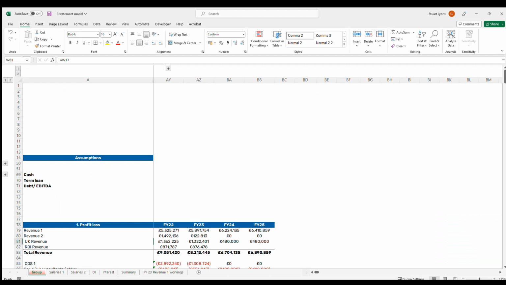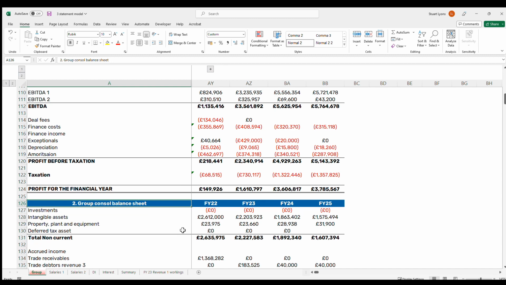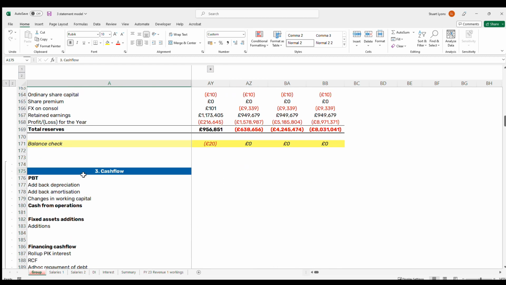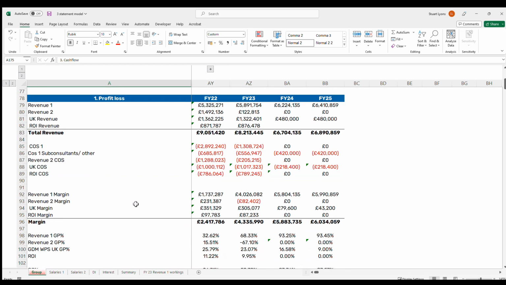Hi guys, thanks for joining us to have a look at this Excel file. When you open up this Excel file, called the three-statement financial model, which should be available in the link in the comments or in this video, you'll see assumptions here, then profit and loss, zooming in for the guys, number 1, the financial statement. Number 2, the group balance sheet, as the Americans call it, the statement of financial position, and number 3, the cash flow.